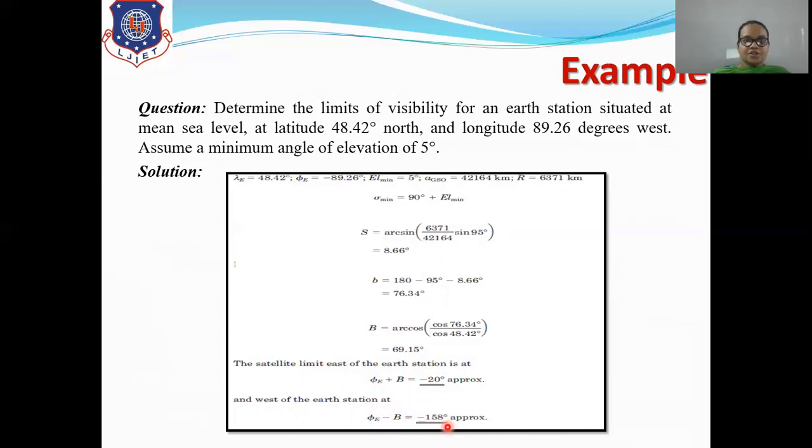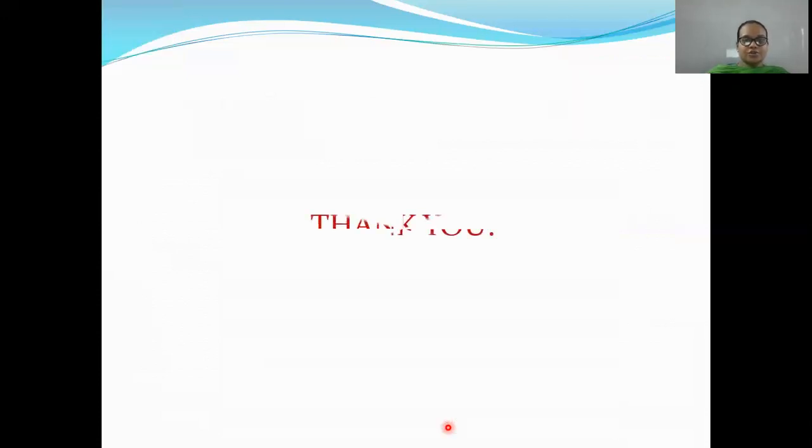Clear? So in today's session, we have discussed the examples of antenna look angles and two more topics, that is polar mount antenna and limits of visibility, and we have seen the examples of each. Clear? So that's all for today's session. Thank you.